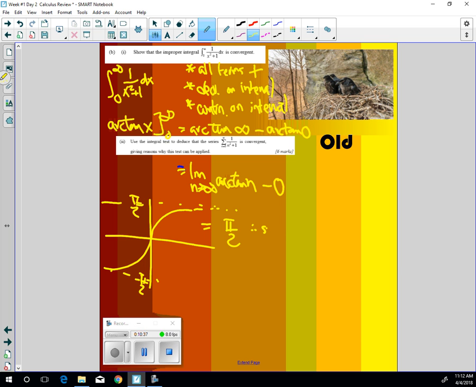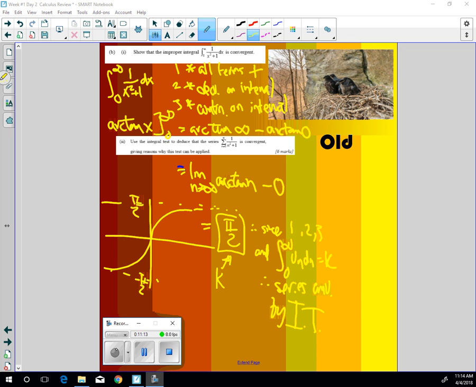Therefore, since criteria all three, 1, 2, and 3 from above are met, and the integral from 0 to infinity of u of n dn is equal to a constant, which in this case is pi over 2, it's a constant. Therefore, the series converges by integral test.